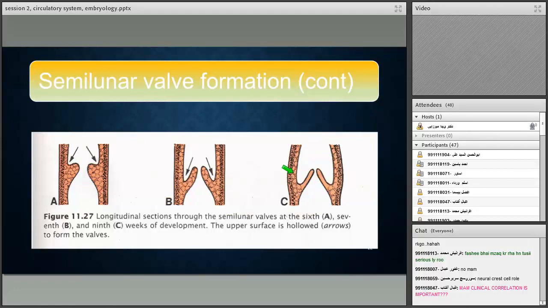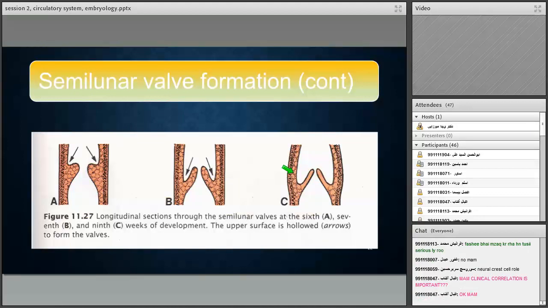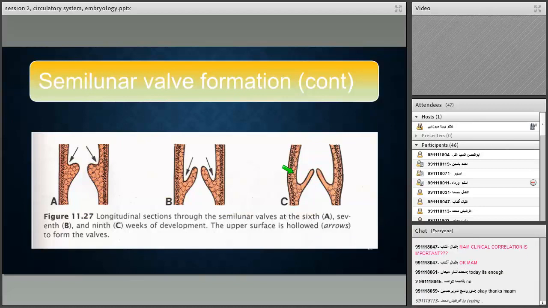Yes, it is important, the clinical correlations. I will explain the clinical correlation of this part next time, I mean tomorrow, because our time is over. Do you have any question about the formation of the septums and the valves? They are so important. Okay?